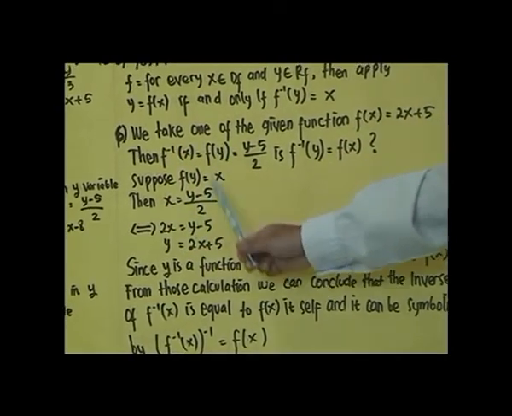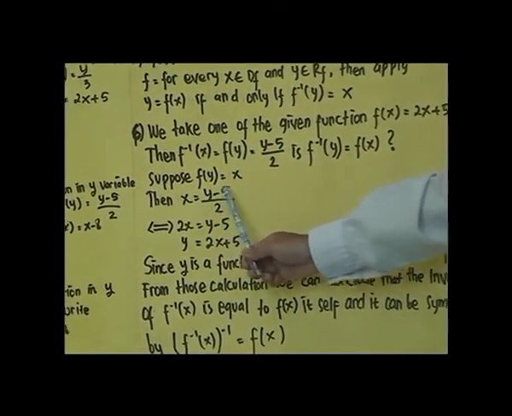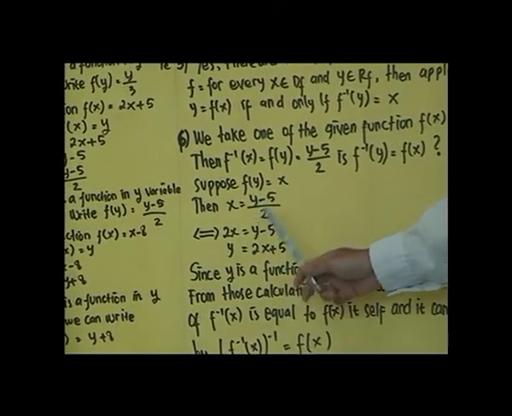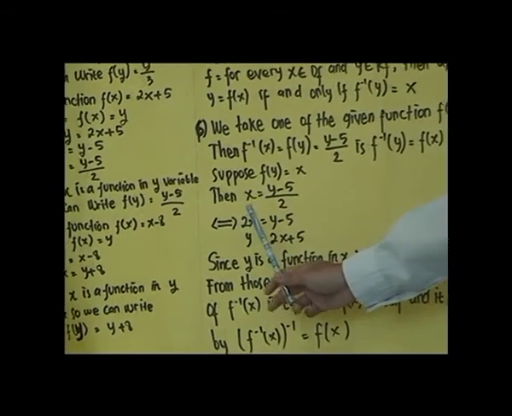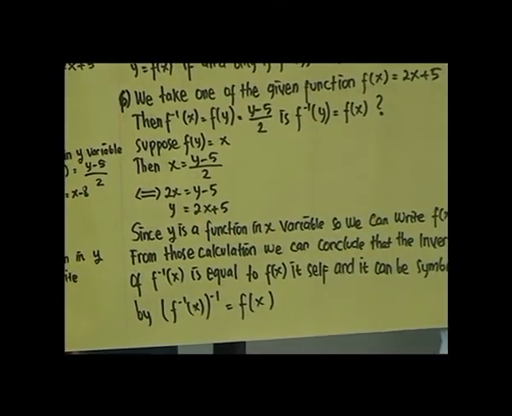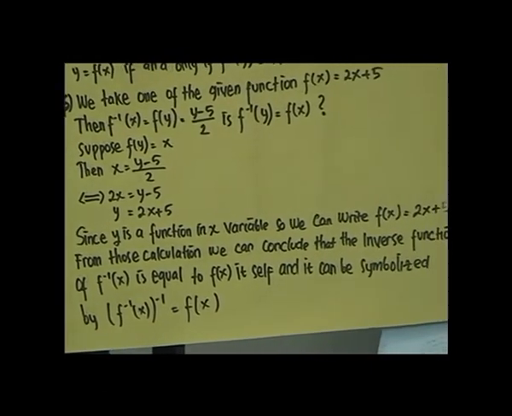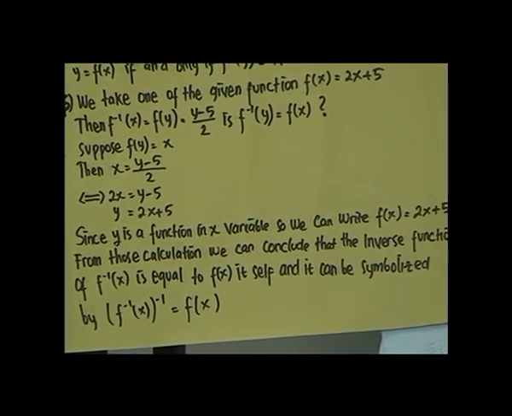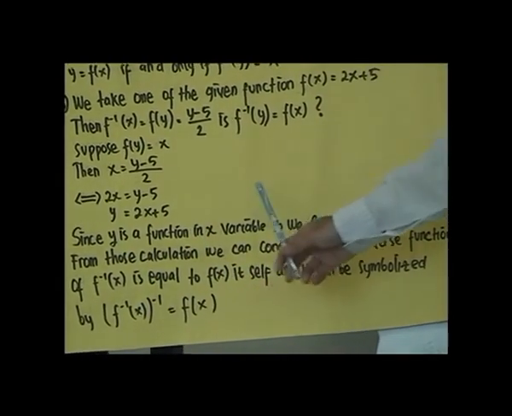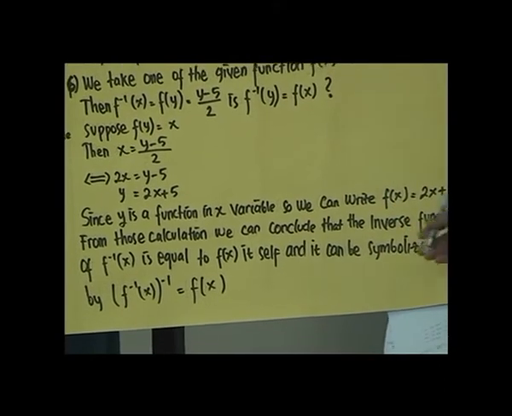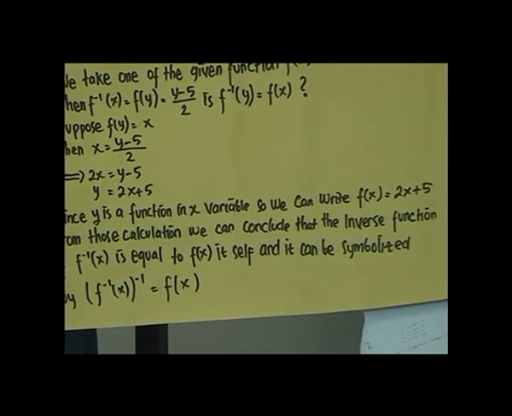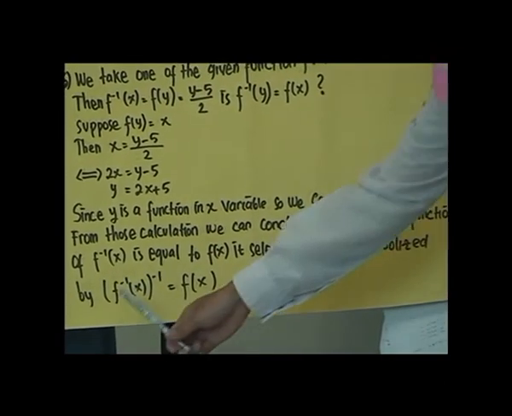Then x equals (y minus 5) over 2. Equivalently, 2x equals y minus 5, and then y equals 2x plus 5. Since y is a function in the x variable, we can write f(x) equals 2x plus 5. From this calculation, we can conclude that the inverse of the inverse function f inverse of x is f(x) itself, and it can be symbolized like this.